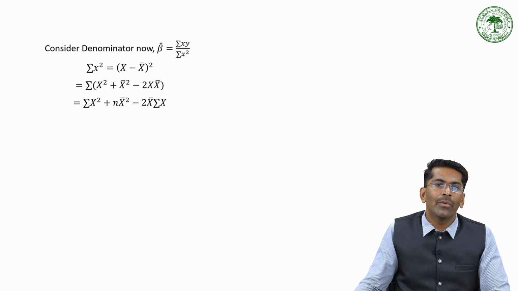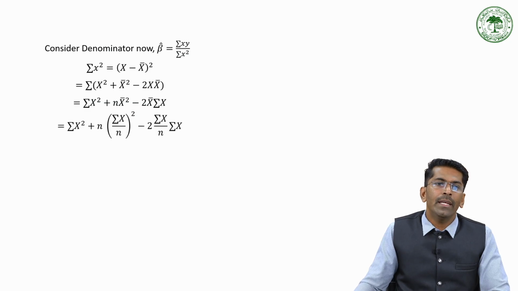See, it will become sum of x square plus sum of x bar. Here x bar is a constant, so the sum of x bar will become n into x bar square, minus, since x bar is again a constant, I am taking it out first, so it will be 2 into x bar, and what is remaining here? x, so sum of x.